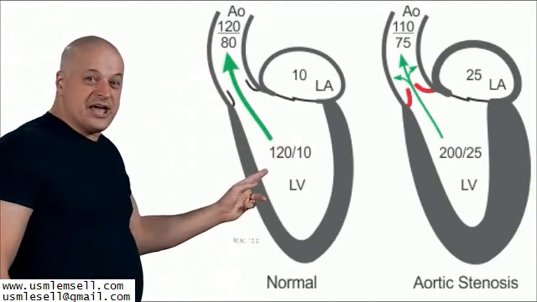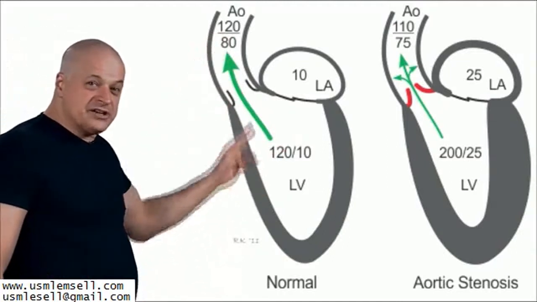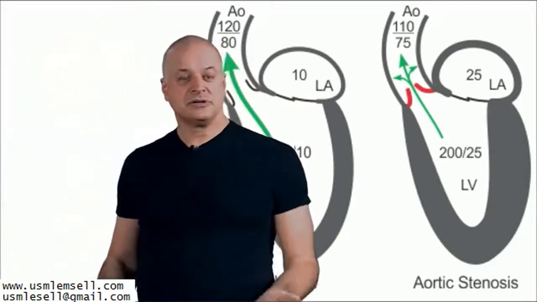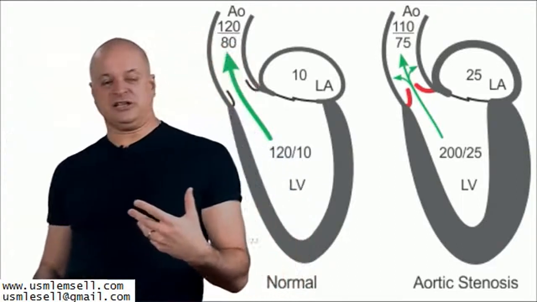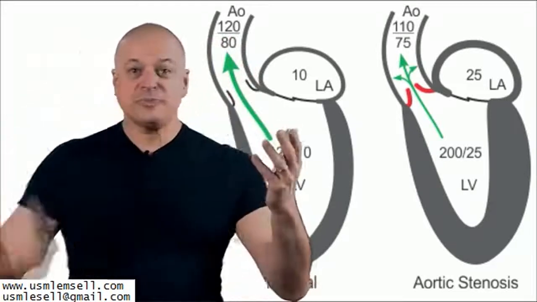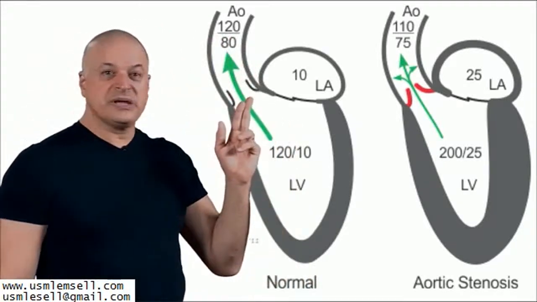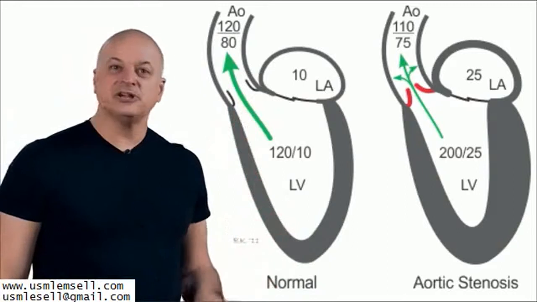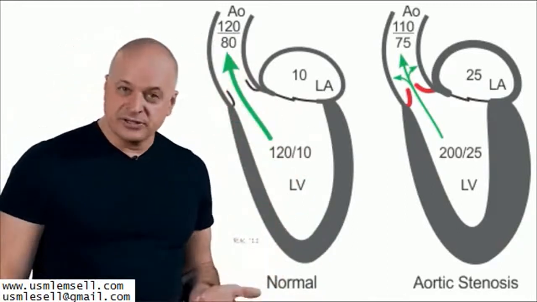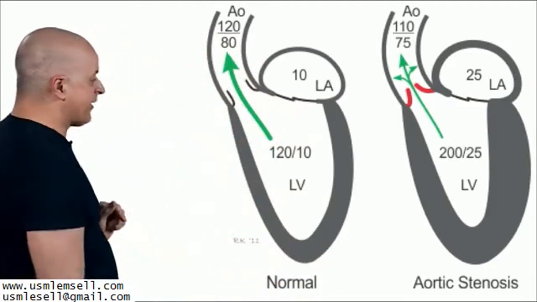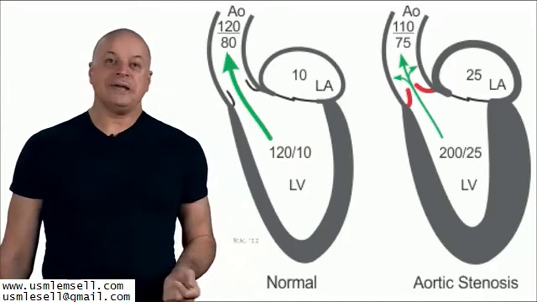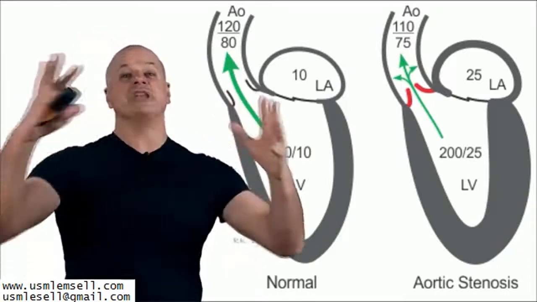Well, there's a reason for that. The systolic pressure in the ventricle and the aorta should be the same because there should be no barrier to the flow of blood up into the aorta, because it should be fully open.